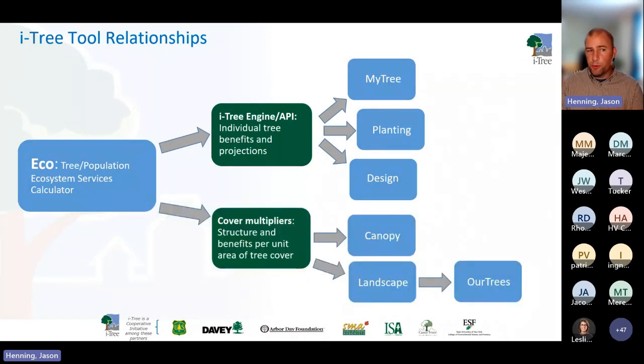So to get to those, essentially we run iTree Eco for every county in the US. And we've taken an estimate of how the amount of canopy in each one of those counties relates to the benefits the trees provide. So we create these multipliers. So for every acre of tree canopy you have in your location, you have this many benefits based on that county multiplier. And that's how we get our estimates for tools like iTree Canopy and iTree Landscape. So that's just kind of trying to show you the relationships between those tools.